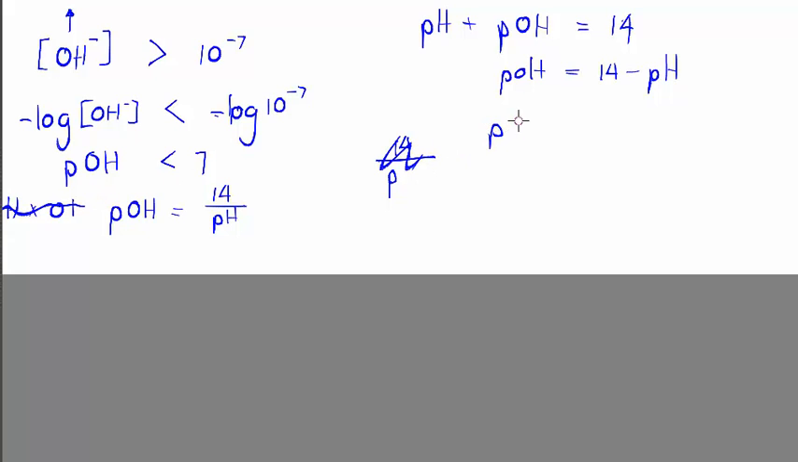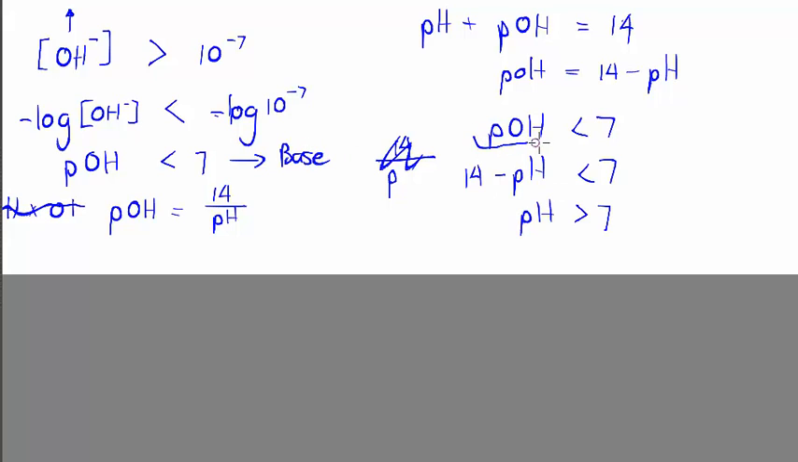So I already know that pOH is less than 7. So in other words, 14 minus pH is less than 7. Then, if I take the pH to that side and the 7 to this side, pH would be greater than 7. This was for a base. For a base, the pOH will be less than 7. For an acid, the pH will be less than 7. Okay, so that is where pH comes in.